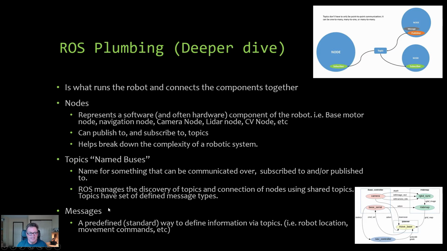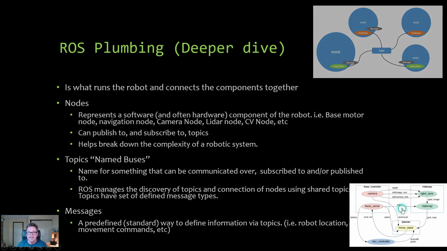And finally, as I said, the third component is messages, and these are the standard way of defining the messages that are used by topics. When you're designing the robot, you can use these components to produce a ROS graph as well. So it's a simple way of architecting how the various nodes and topics and messages connect together.